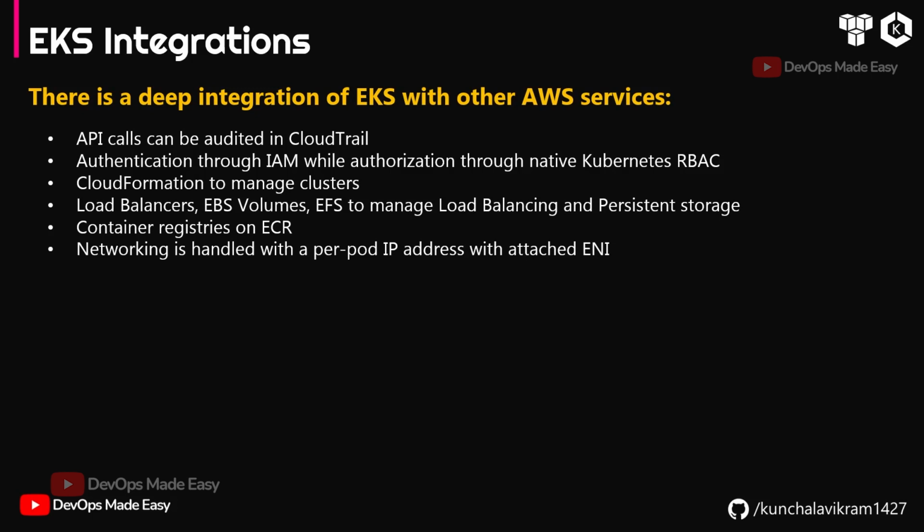Also, coming to the EKS integration, there is deep integration of EKS with other AWS services. All your API calls can be audited in CloudTrail. Authentication is provided through IAM, while authorization is provided through native Kubernetes RBAC. We already know what Kubernetes RBAC is, used to manage authorization within your Kubernetes cluster.